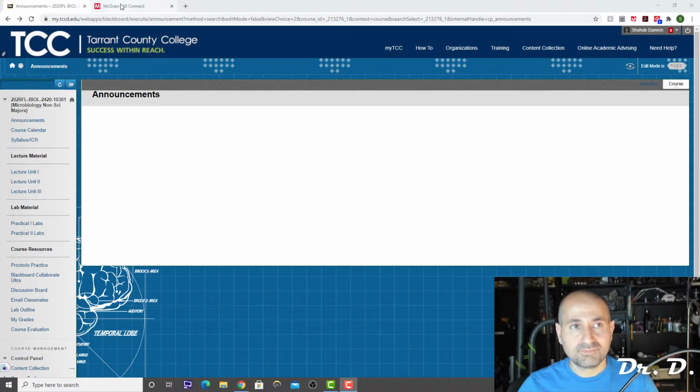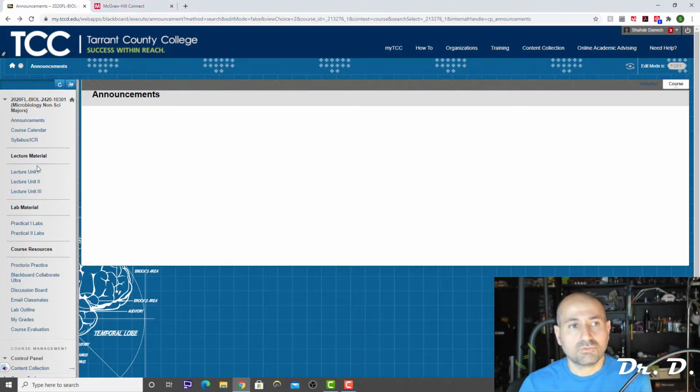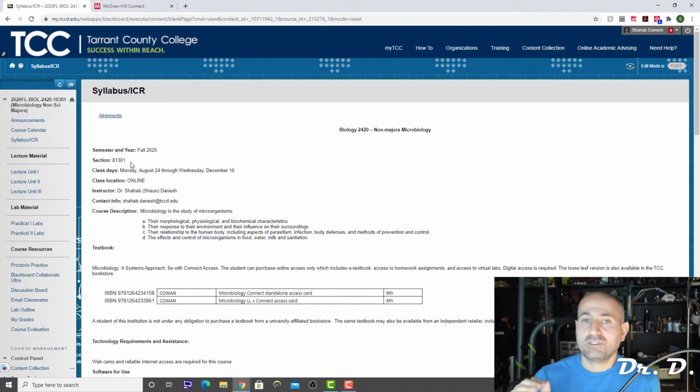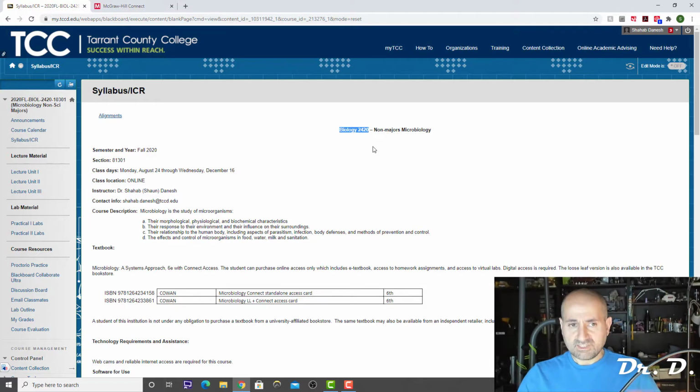So besides eCampus, you're going to be coming to this site here, McGraw-Hill Connect, and you're going to be registering and then logging in. And when you log in, you're going to find my course. Let's go to the course syllabus real quick. So you're going to be registering for McGraw-Hill Connect. You're going to get in there and you're going to put in section number 81301, right? That's our section number. And the course is Biology 2420, which is microbiology for non-science majors. All right. So again, that's all you'll need this semester.